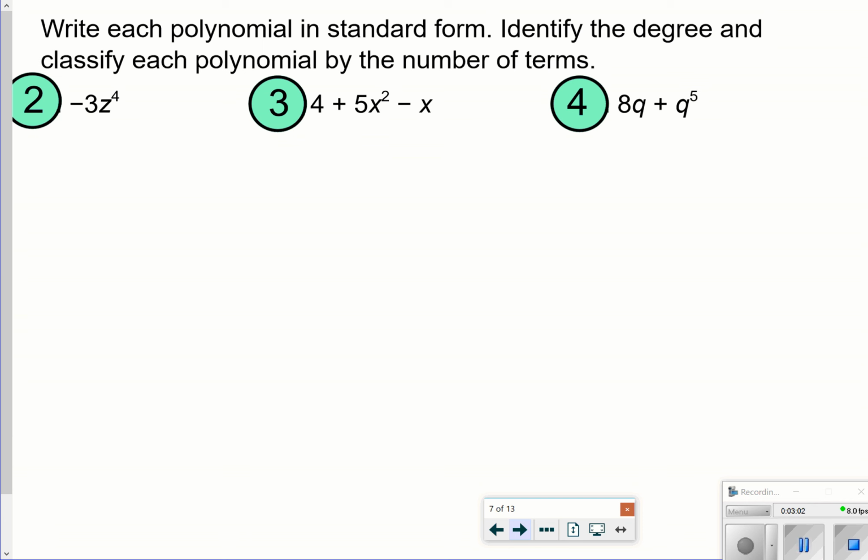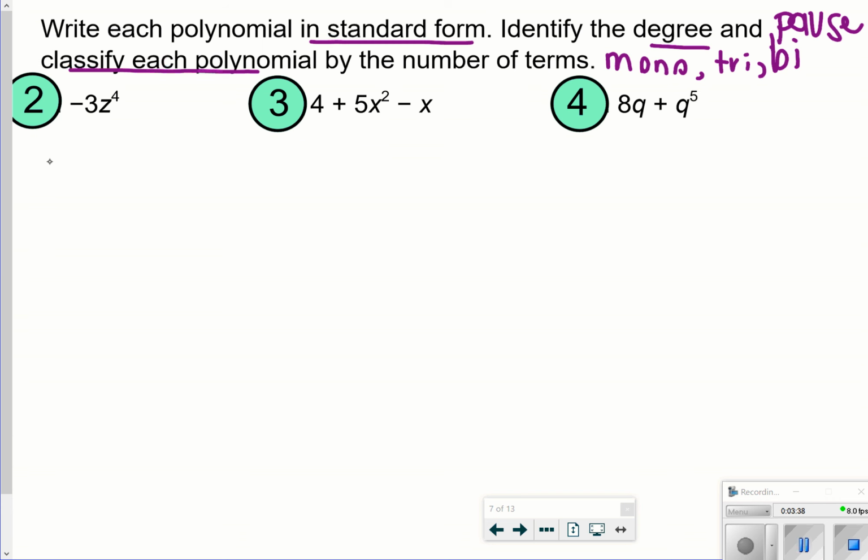It's a little bit different though. It says first write it in standard form, and then you're going to identify the degree and classify each polynomial by the number of terms. And what that means by classifying is, is it a monomial, trinomial, or binomial? Those are the options here. So let's go ahead and try that, and then once you're done, click play to check your work. So let's go ahead and pause right here.